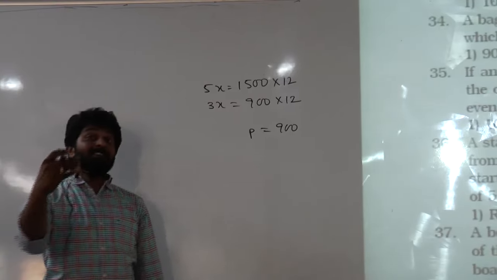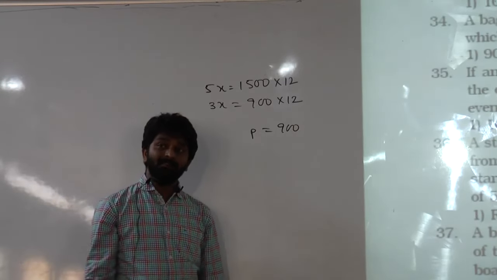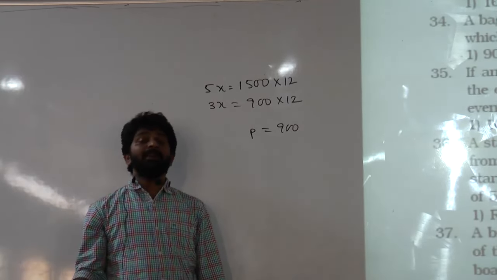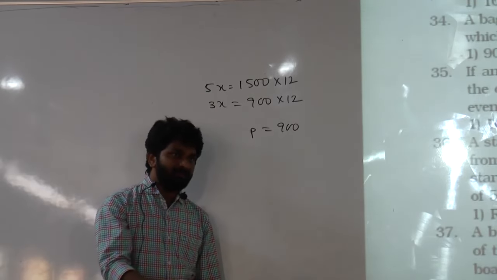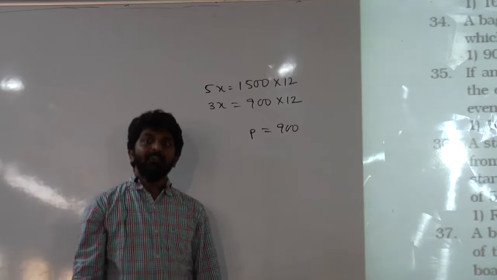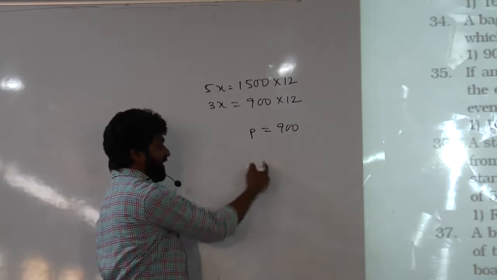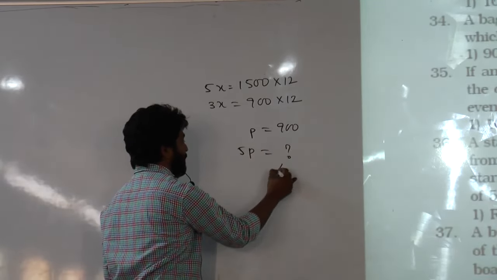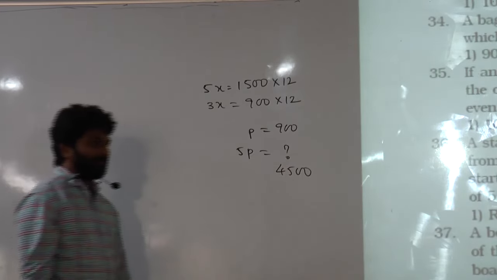What is the investment ratio of B and C together? The investment ratio of B and C is 2:3. Sum of investments of B and C? 5 parts. 1 part is 900. 5 parts is equal to how much? 4500.